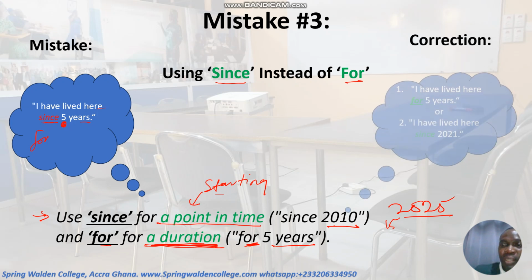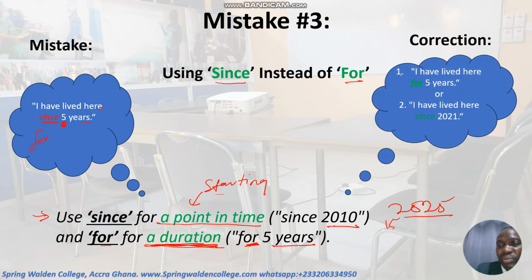Now let's look at some correct examples. I have lived here for 5 years, so for plus the duration. Number 2, I have lived here since 2021. Okay, the start date, the start time in the past.